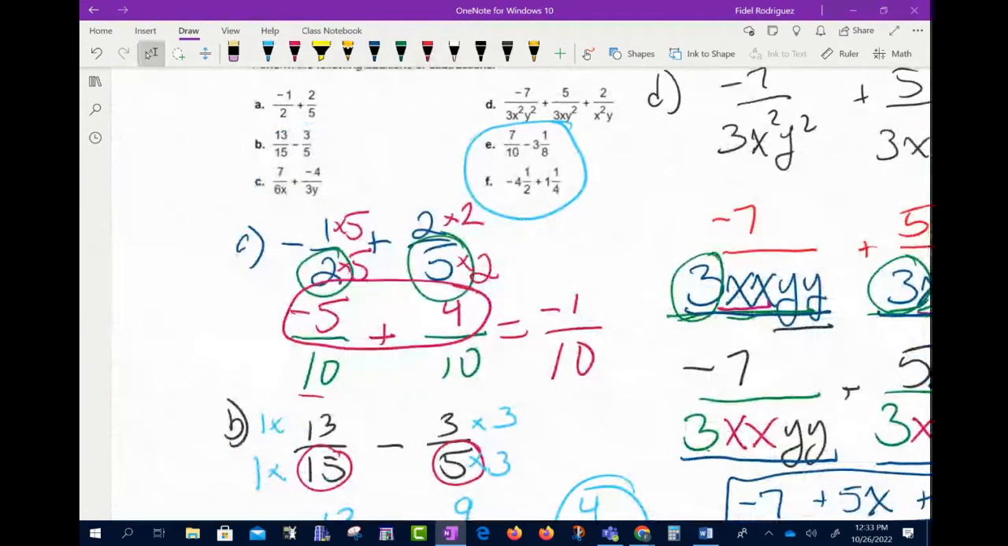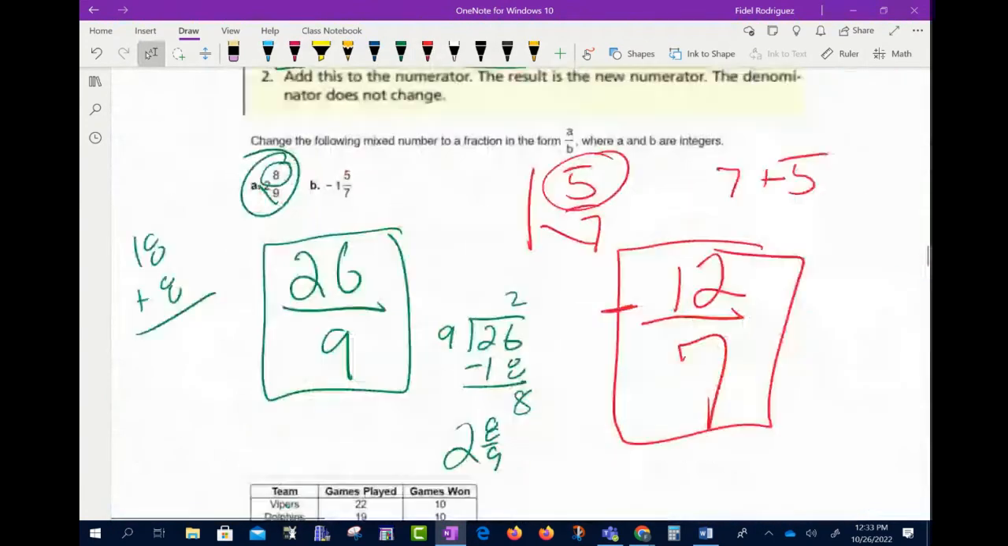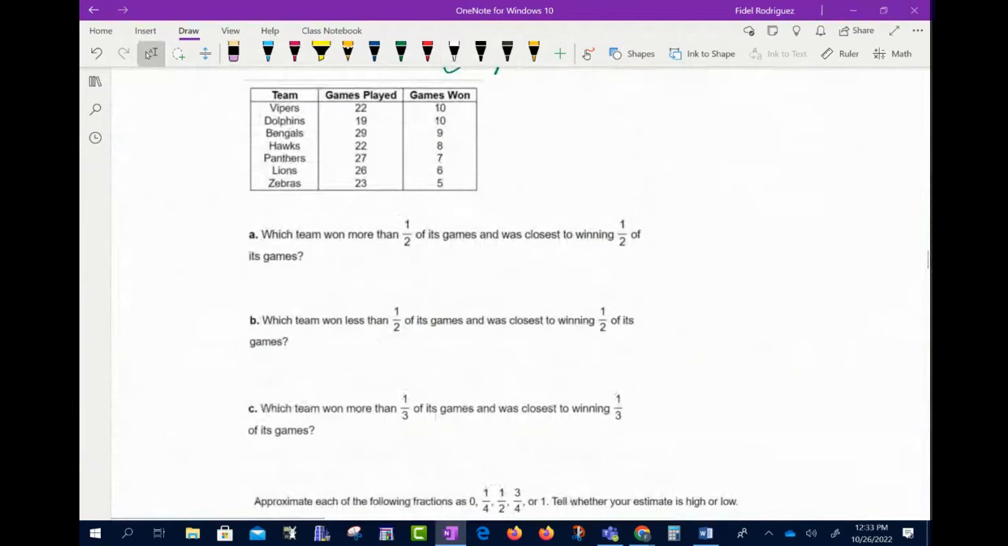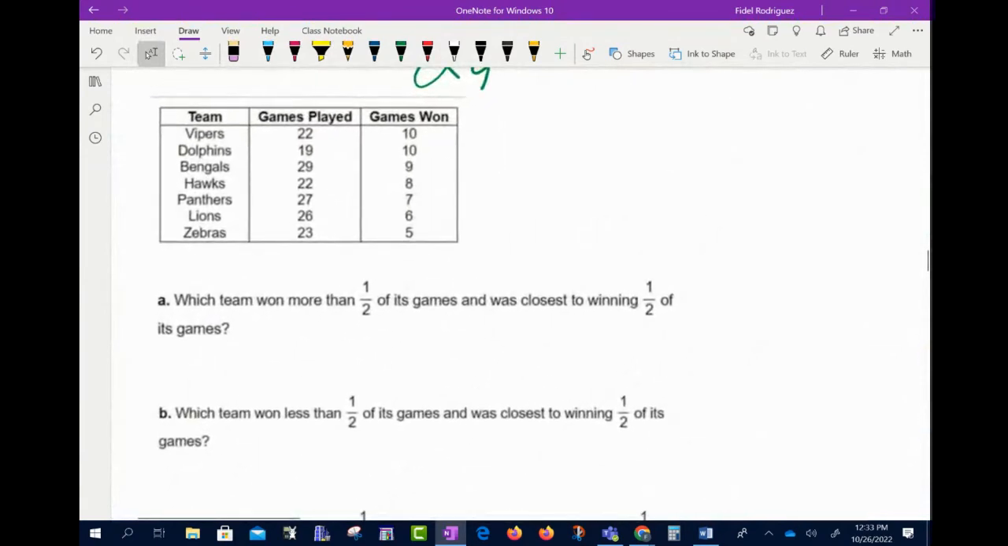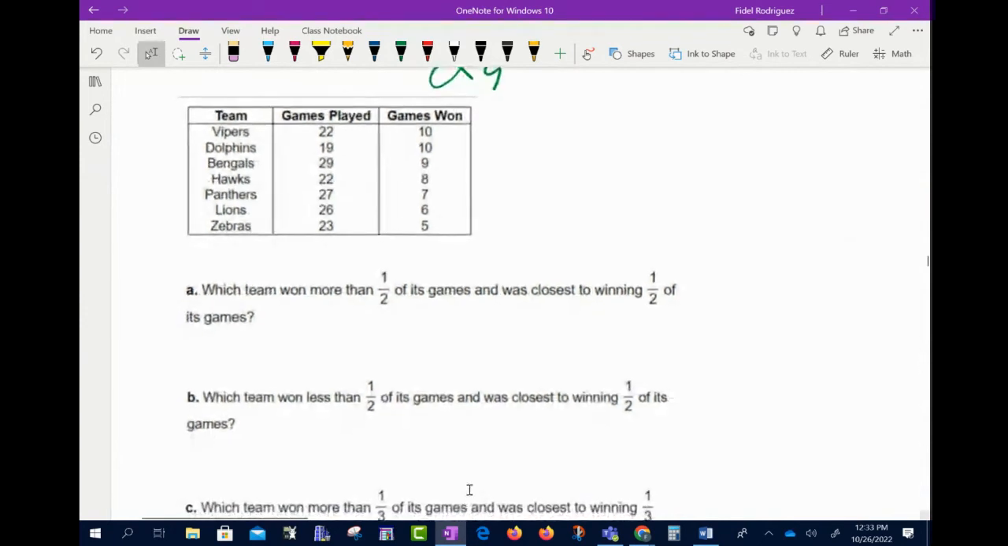All right, so look, we finally finished problem 1. We did 2, we did 3. Here we go. Okay, so y'all, for this problem, they give me a table and they tell me the team, how many games they played and how many games they won. Okay, and there's 3 questions to this problem.